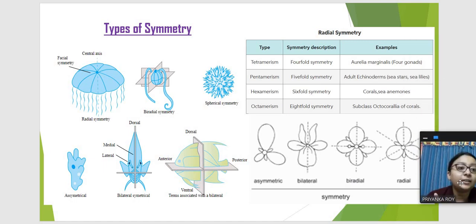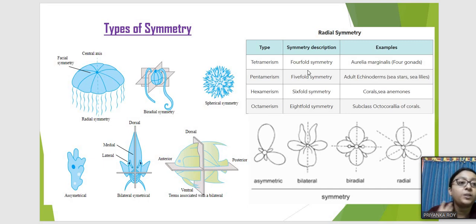Similarly, if we consider tetramerism, which means fourfold symmetry. So there are four, every organ or body part is in 4 in number. So that is known as tetramerism. Pentamerism, like we have seen in starfishes, that is a very common example, that is known as pentamerism. Hexamerism is obviously the 6-fold symmetry, and it is seen in some corals, and octamerism, of course, is 8-fold symmetry.